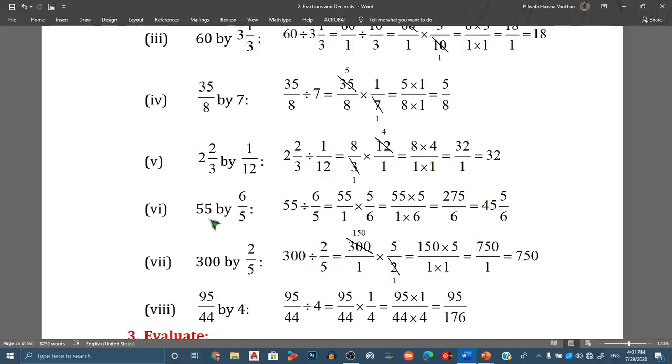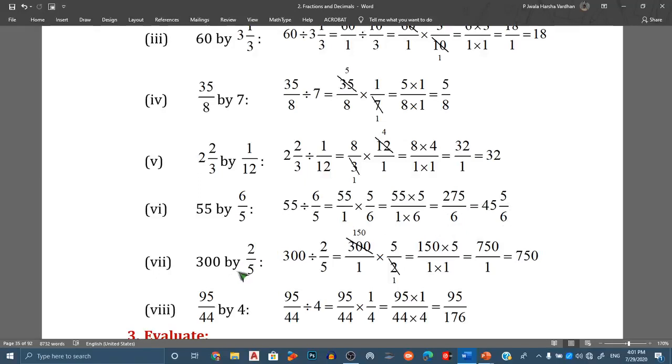Okay, next, 55 by 6 by 5. So 55 divided by 6 by 5, which is 55 by 1. Convert it into multiplication, which is into 5 by 6. Okay. So now can you cancel anyone here? There is no common factor vertically and crossly also. Okay, 55 into 5. Just multiply numerator into numerator, denominator into denominator. So it is 275 by 6, which is 45 5 by 6.